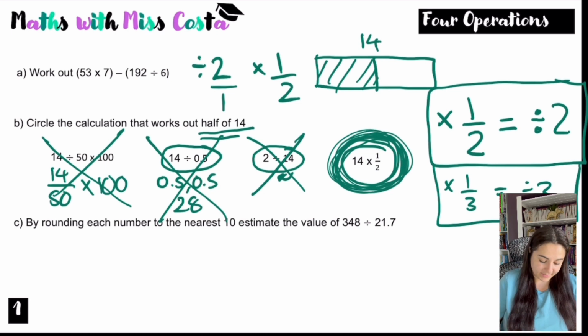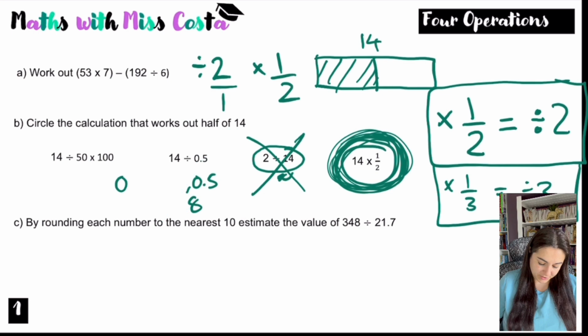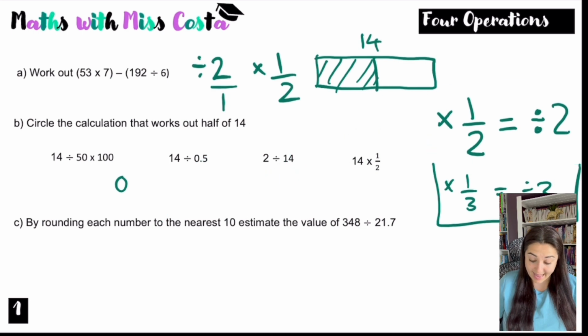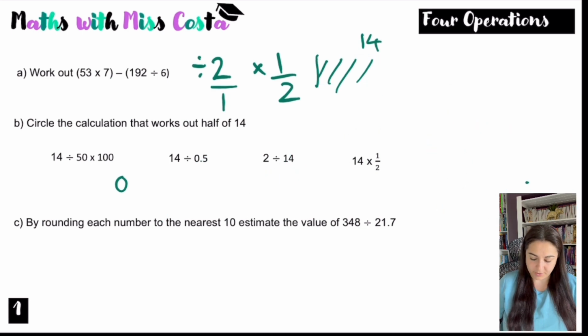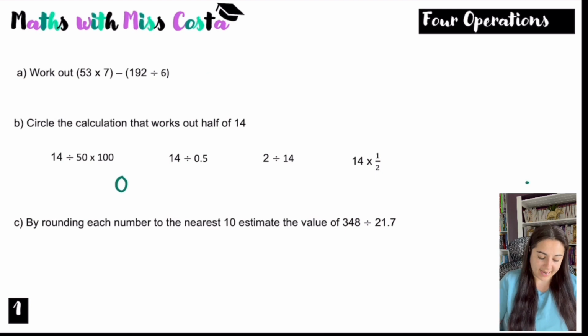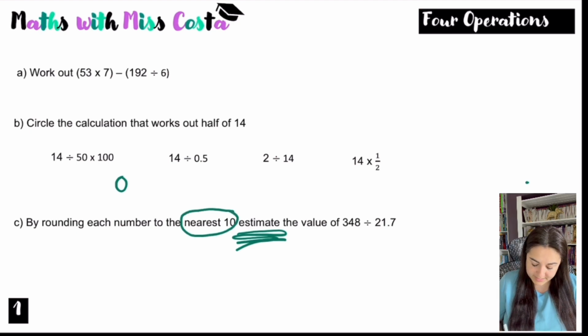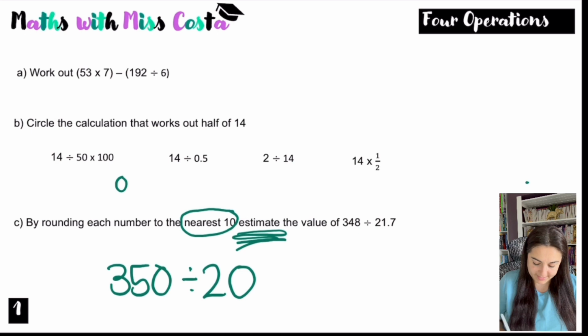And then for the next question, we are being asked to write an estimate for the value. Now, whenever you see the word estimate, that means you are going to round. Okay, normally, if they don't tell you what to round to, you would always round to one significant figure. But in this case, we've been told to round each number to the nearest 10. So 348 to the nearest 10 would give me 350, and 21.7 to the nearest 10 would give me 20.